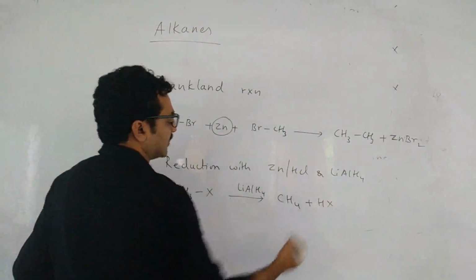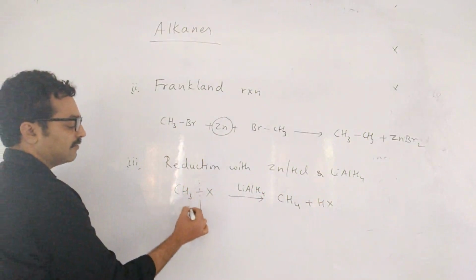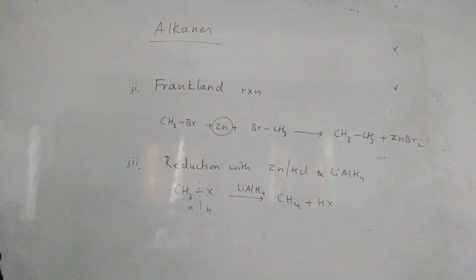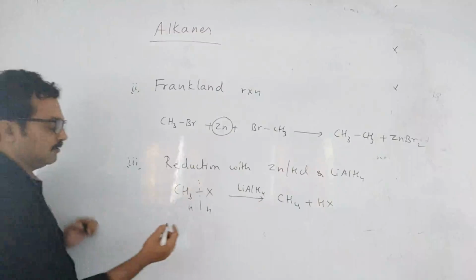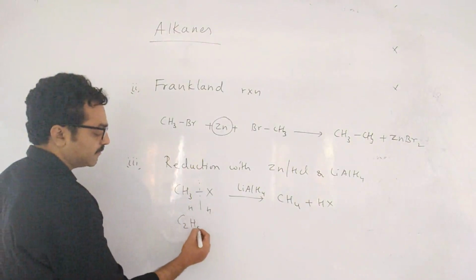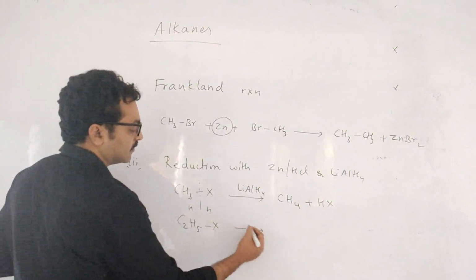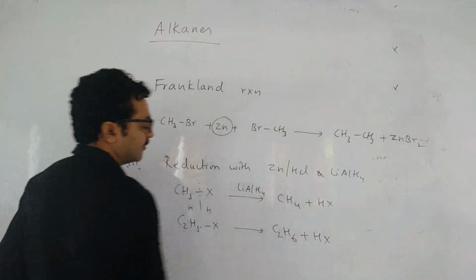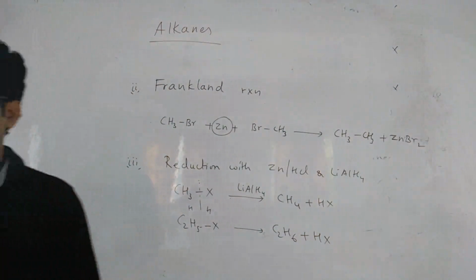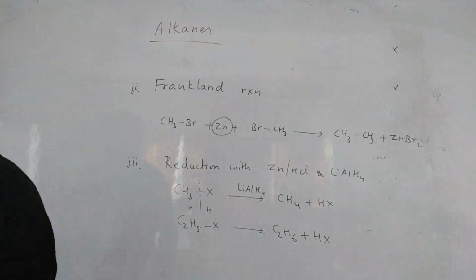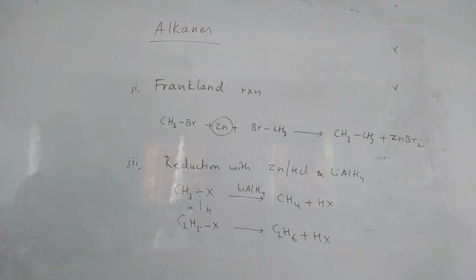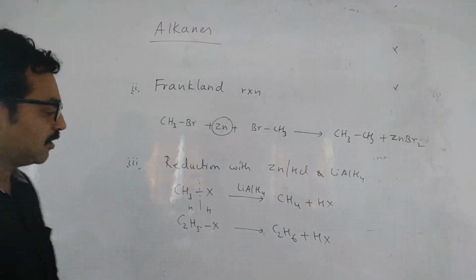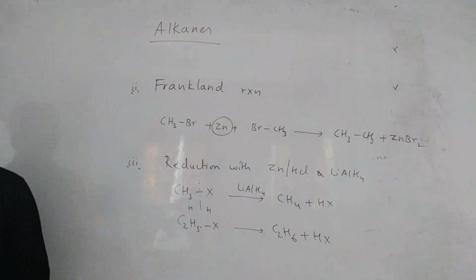So what is reduction, children? Addition of hydrogen. Here one H, here one H you can add. So what will you get? Methane only. Ethyl halide if you take, you will get ethane. Right? Like this. This is the third reaction from alkyl halide. And very important is the fourth one. That is called Gilman reagent. What is that?